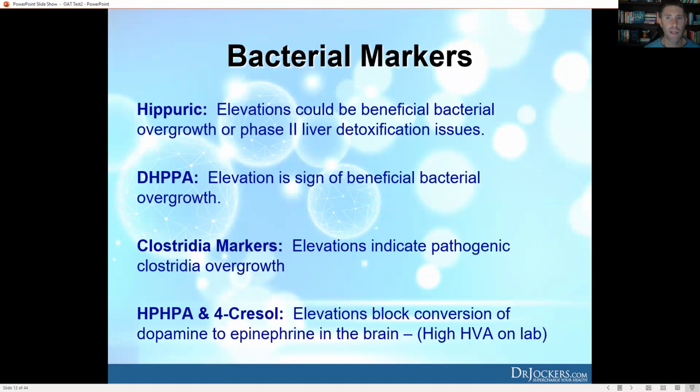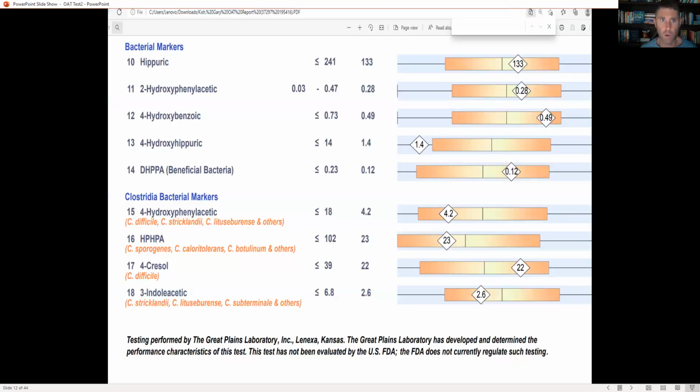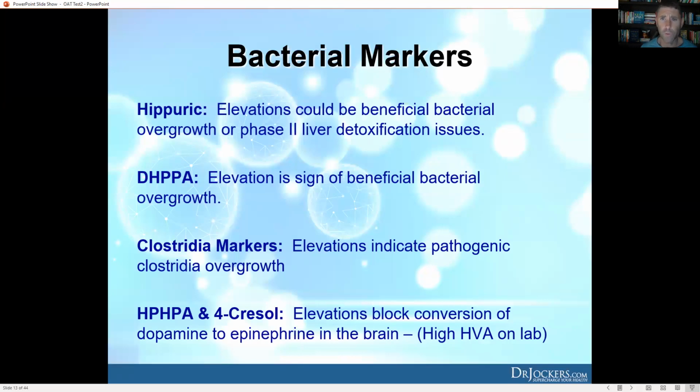Now, hippuric elevations, when we see that first marker there, hippuric, could be due to beneficial bacterial overgrowth, but it can also be related to phase 2 liver detoxification issues. So if we're not glycinating things, or if we don't have enough glycine, that's very important for amino acid conjugation, we can end up with elevated hippuric. And there's another marker that we're going to talk about later, hydroxyhippuric, that can be elevated if we have poor phase 2 liver detox. DHPP, again, elevation, a sign of beneficial bacterial overgrowth.